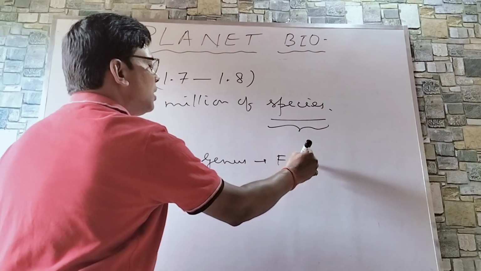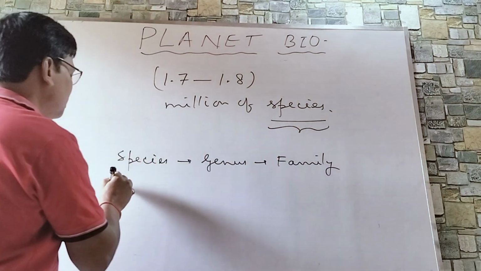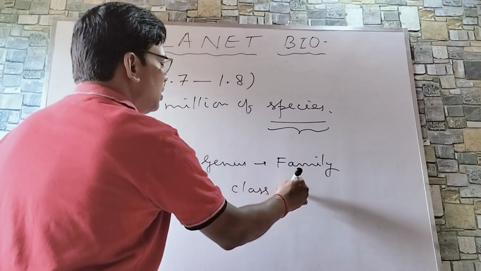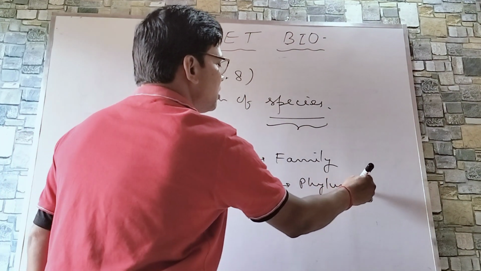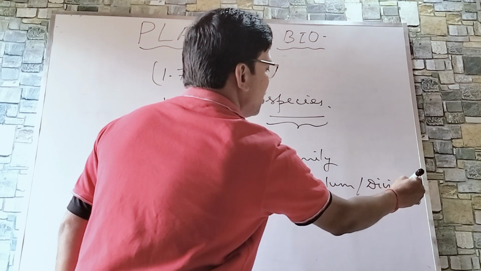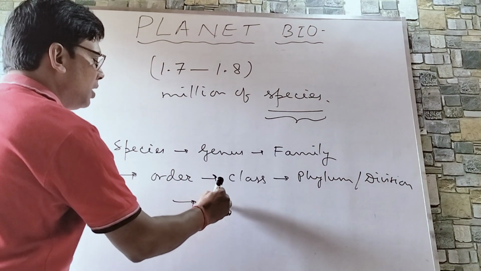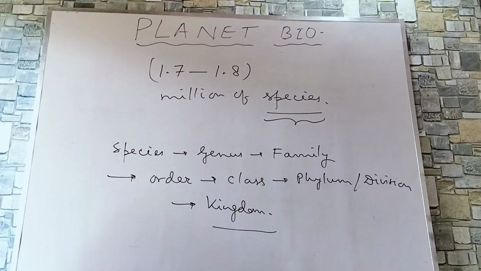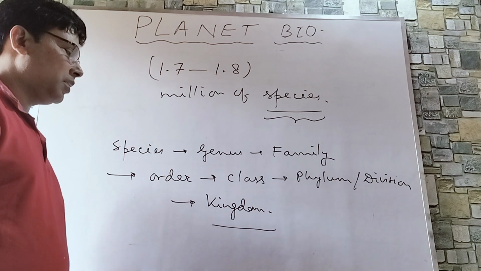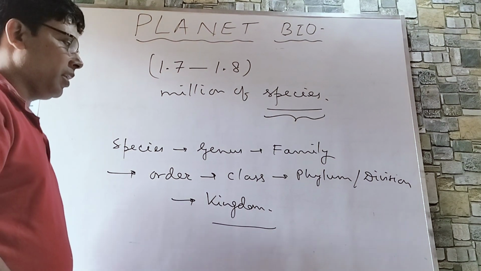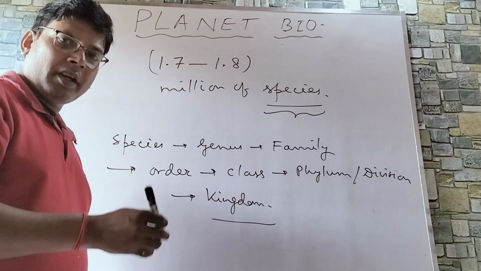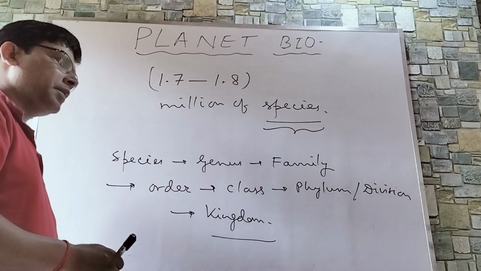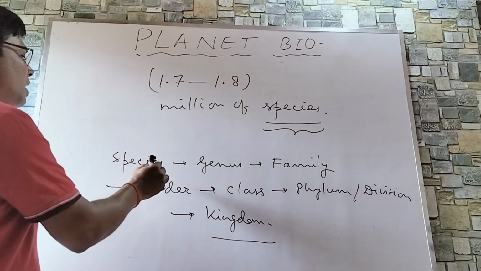then family, then order, then class, then phylum or division, and then kingdom. So this is the hierarchy, and as per the directions given by Carolus Linnaeus, the great biologist from Sweden, this is the Linnean hierarchy.